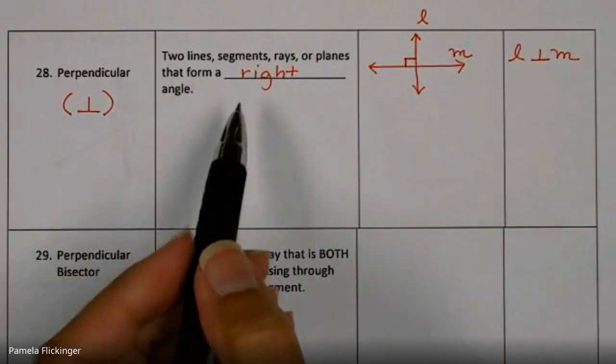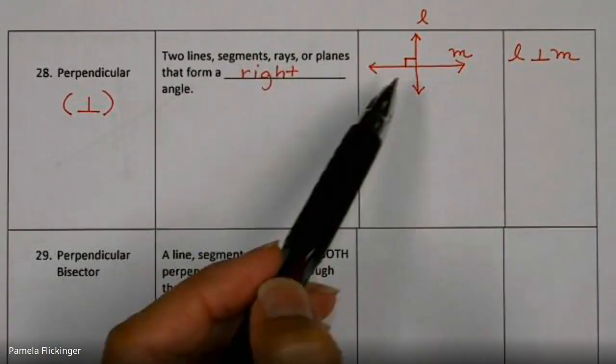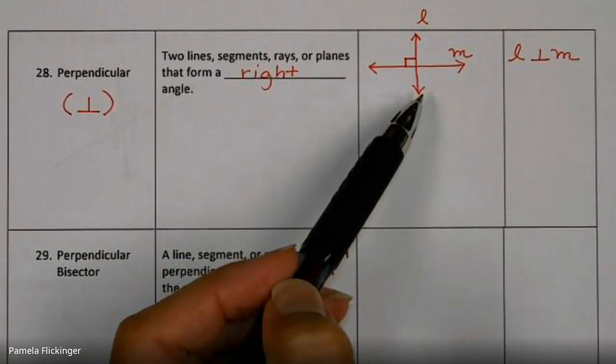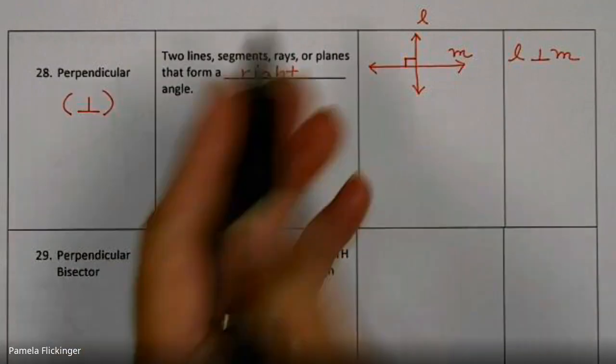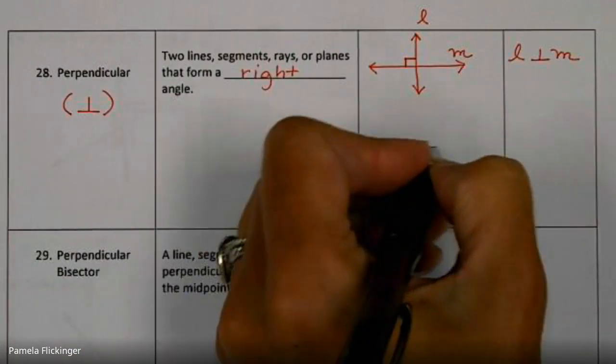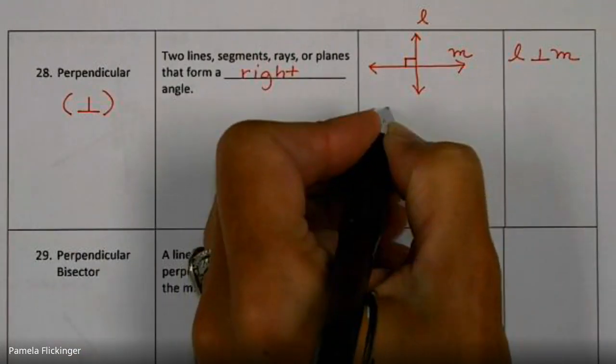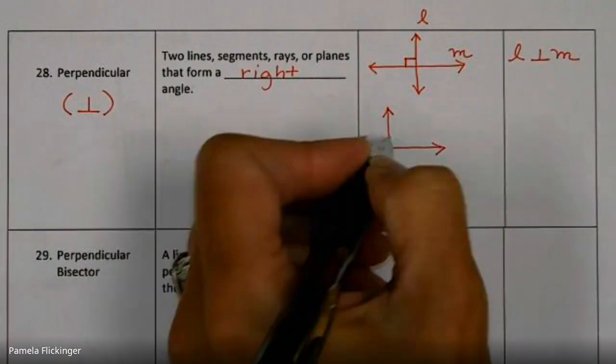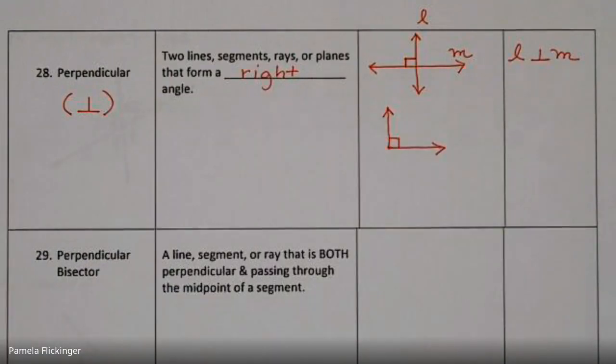All right, it might be two segments. So the picture would look very similar to this, but without the arrows. There would just be points at the end. Two rays are going to look like just one right angle, like that.